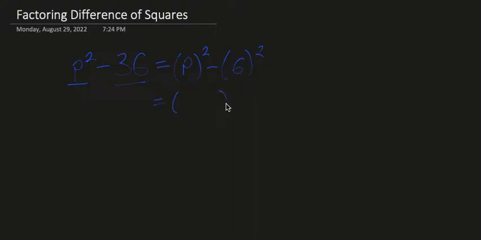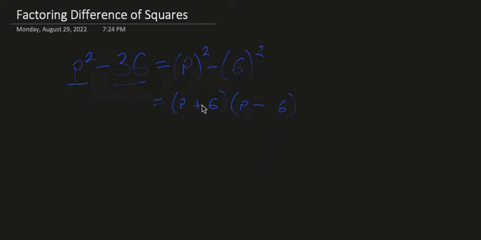We're going to break this down into two binomials. These terms are going to go in each of the spots. P will go on the left and 6 will go on the right, and we will have plus and minus in between them. P squared minus 36 will factor out into p plus 6 and p minus 6.